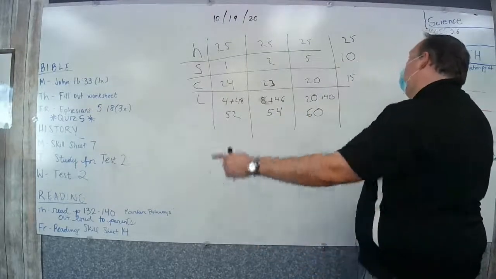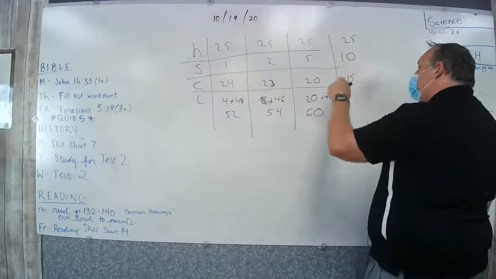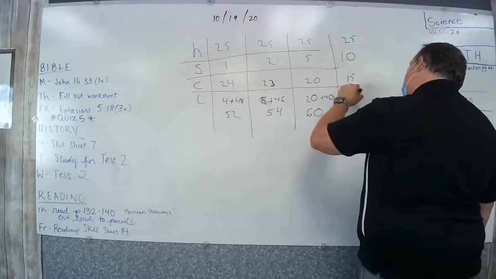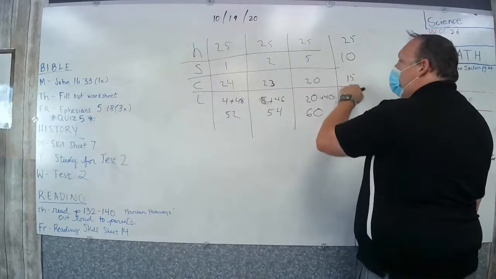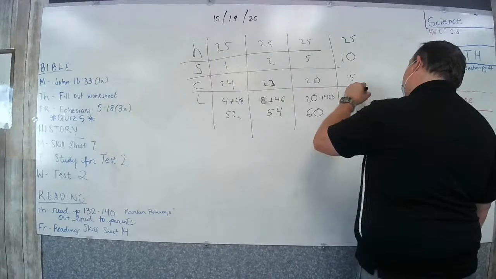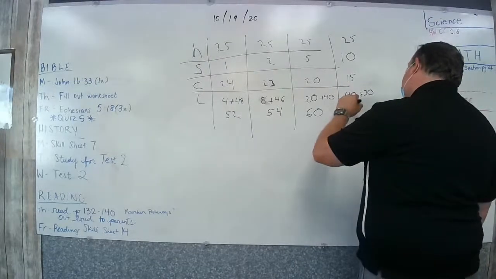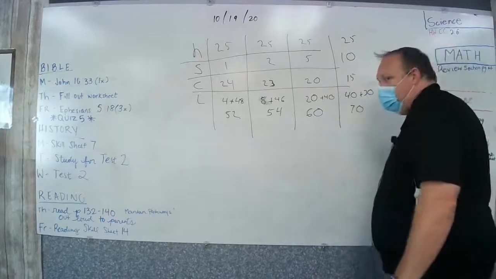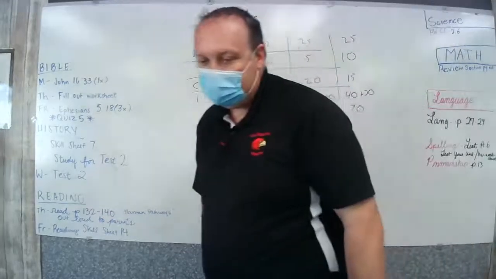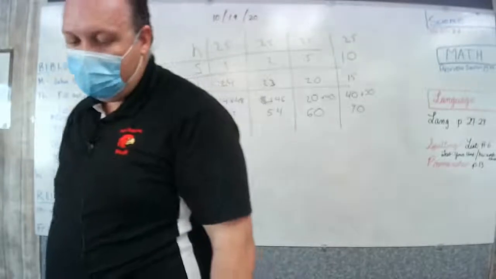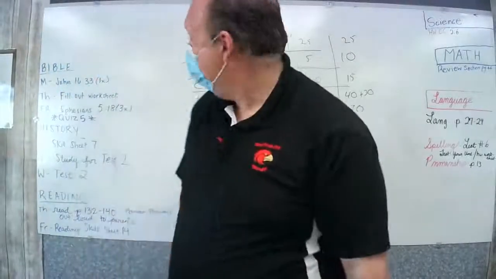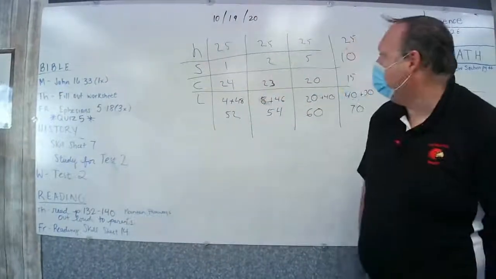Okay. If I have 10 sheep, how many sheep legs do I have? 40. If I have 15 chickens, how many chicken legs do I have? 30. 40 plus 30 is? 70. Okay. How many legs do I need? 76. Okay. Now, let's look at this for a second.